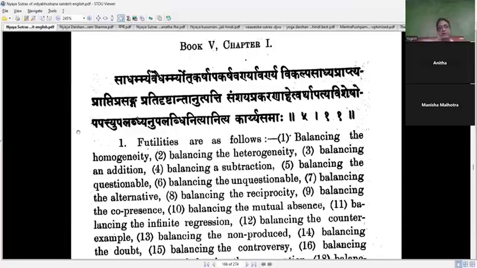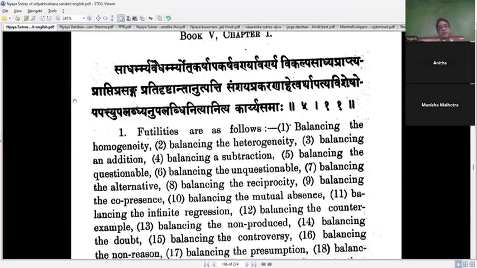So if a discussion is about a certain situation, then disputing the situation, saying no, this discussion is not about that situation, it is about some other situation, that is called balancing the mutual absence, balancing the infinite regression.